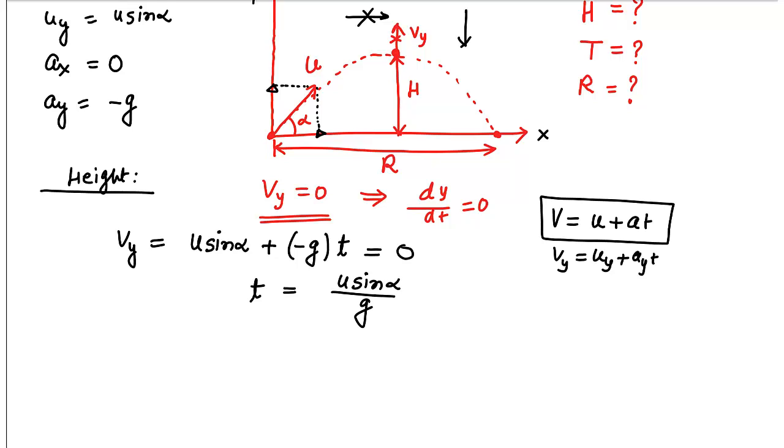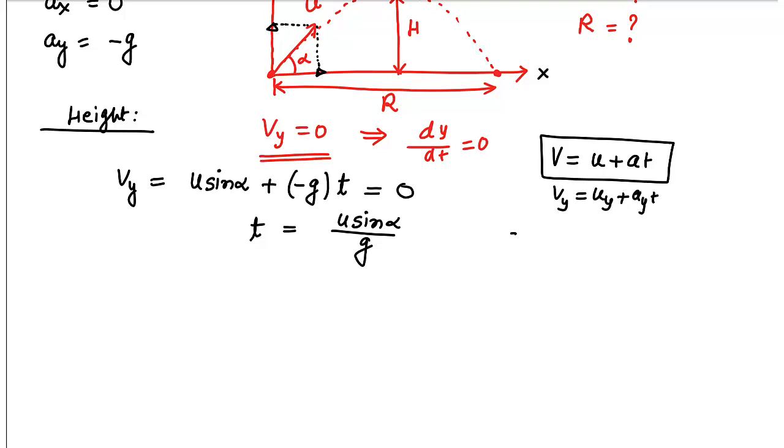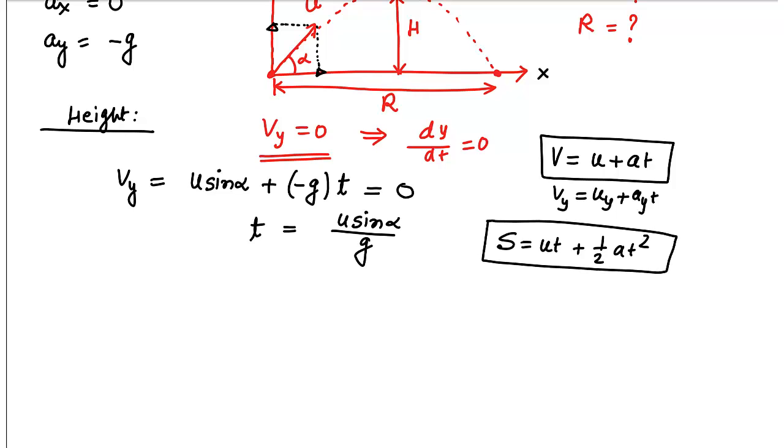This is the time at which maximum height will be reached. So after this point of time, maximum height will be reached. Now once I know the time, I can use the formula s = ut + ½at² to calculate the maximum height. So let us use the formula s = ut + ½at² to calculate the maximum height.